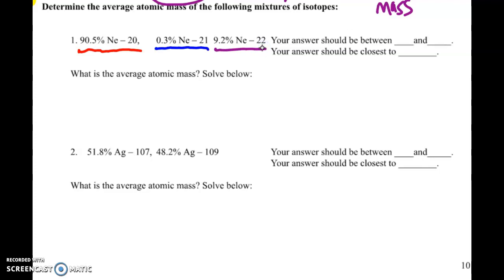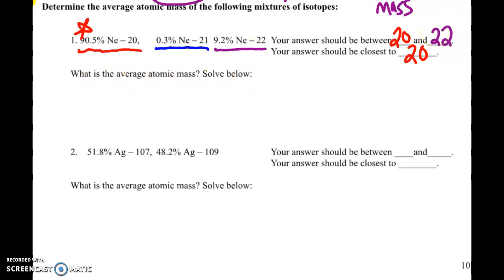So before we get started, let's just make some quick checks. The lightest neon is neon 20, neon 21, and the heaviest neon is 22. So then taking an average, that means my answer has to be between 20 and 22, and it should be closest to the one with the greatest percent abundance, which is 90%, neon 20. So my final answer, if it's not between 20 and 22 and closer to 20, it means something went wrong.